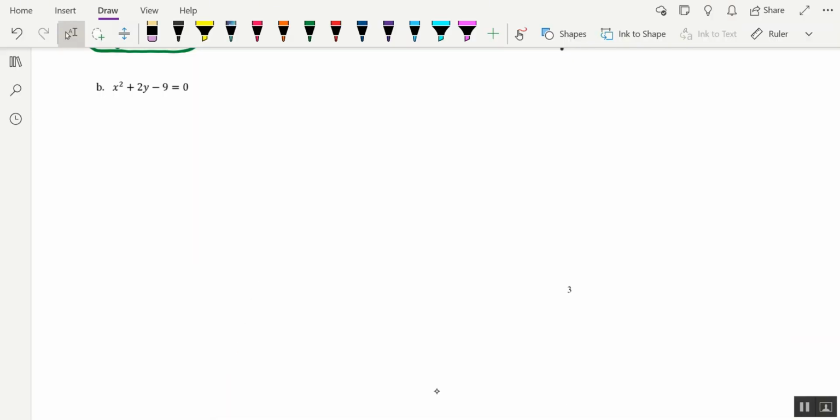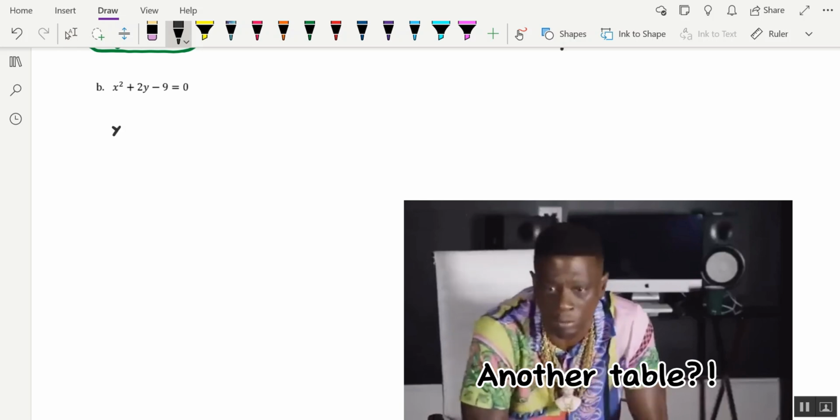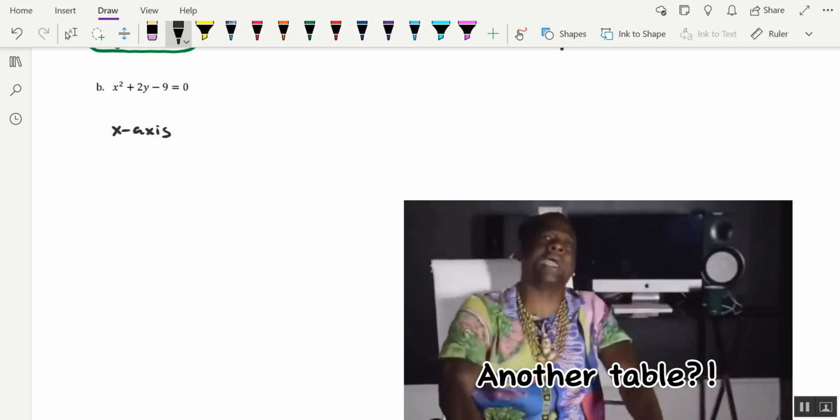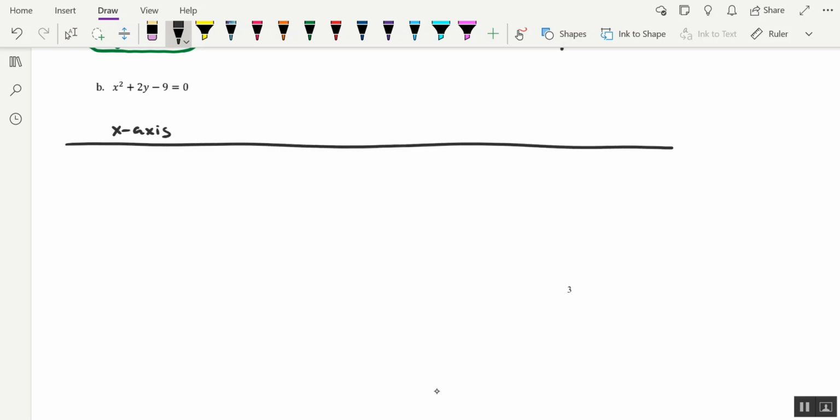Alright, we're going to test another equation for symmetry. So here comes a table. We'll make a column for x-axis symmetry. We'll do one to test for y-axis symmetry. And, you guessed it, origin.